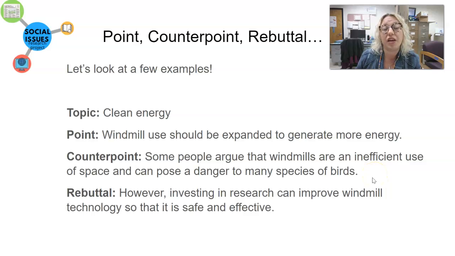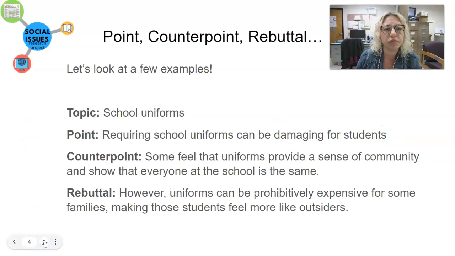And if you have that in mind, then you can make your argument even more persuasive by offering a rebuttal, which is to counter their counter, right? However, investing in research can improve windmill technology so that it is safe and effective. So there we have the rebuttal to the counterpoint, which then supports your point that windmill use should be expanded to generate more energy. Let's take a look at another one.